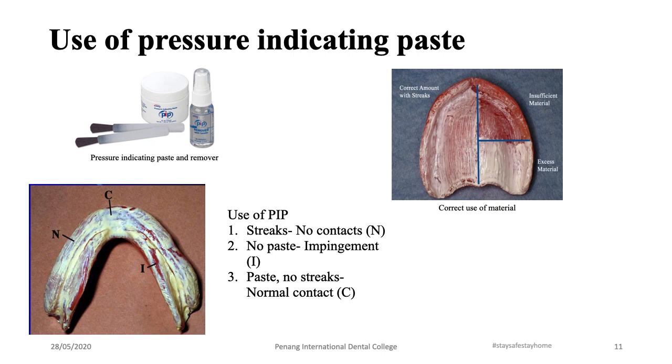After you have trimmed it, you can apply the pressure indicating paste again and check for impingement. If there is still impingement taking place, then you might have to further trim it. If there is paste and no streak, that means to say it has been rectified and there is no impingement and there is a normal contact of the denture to the oral mucosa. So this is how you use your pressure indicating paste.